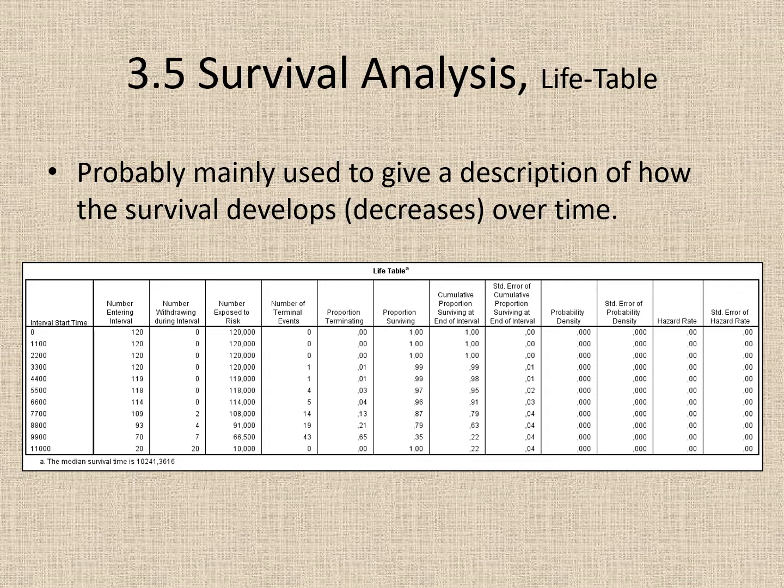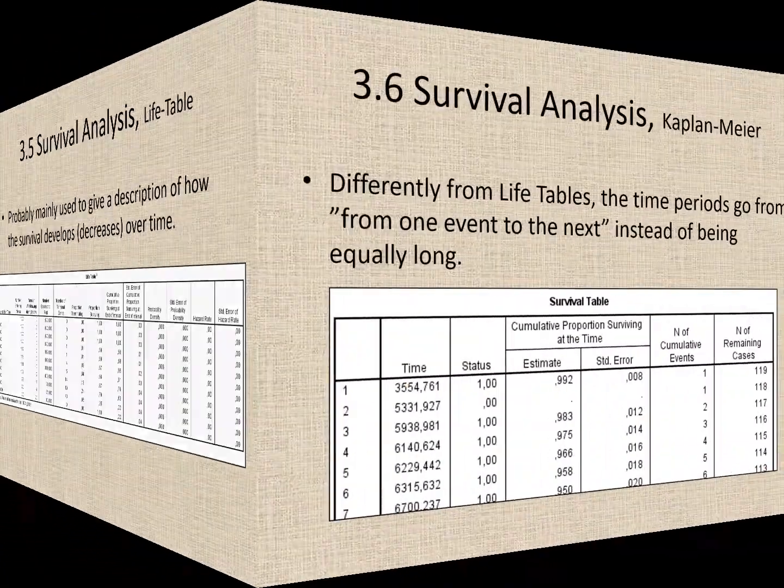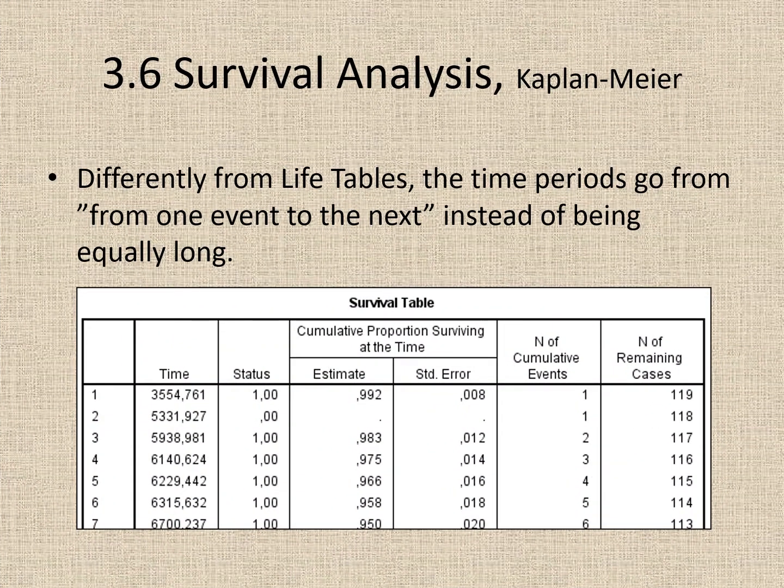Kaplan-Meier. It also divides into different time periods, but the time periods go from one event to the next. So let's say the follow-up period starts, and after 3,554 days something happened. Don't mind, it's simulated data, so there are strange values here. Something happened, and this indicates the event occurred in one person. So for instance, one person died after 3,500 days.